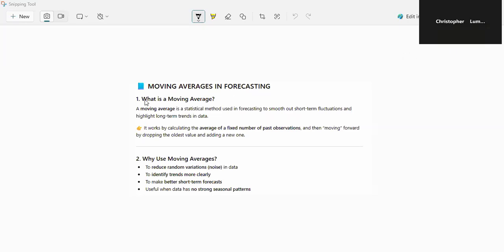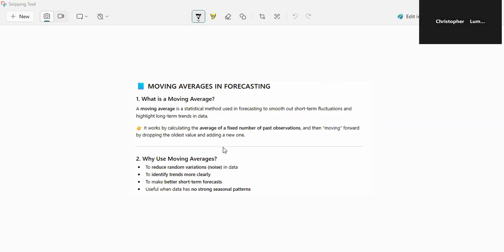Welcome to moving averages under forecasting. So, what is a moving average? A moving average is simply a statistical method that is used in forecasting to smooth out short-term fluctuations. It also helps to highlight long-term trends in data. So, how does it work?